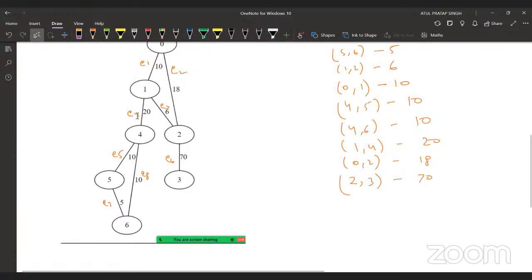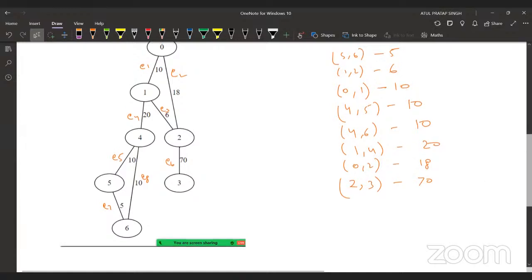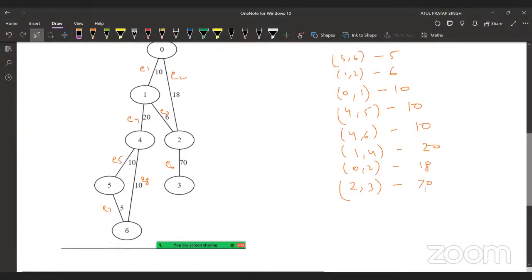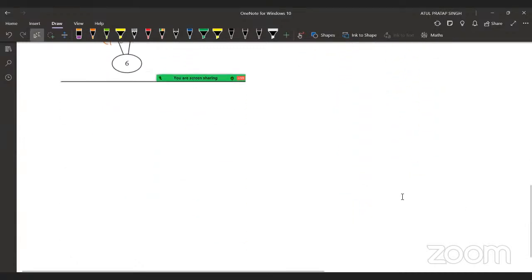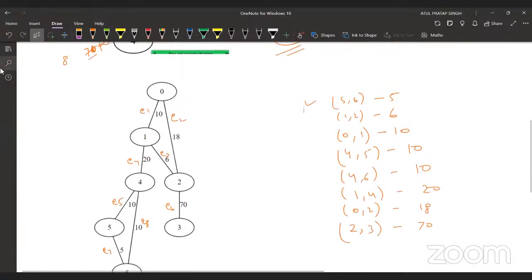Okay, so 1 2 3 4 5 6 7, 1 2 3 4 5 6 7. Okay, so this is the first step of Kruskal's algorithm. After that, we will include these in the same order. First we will start from the minimum cost edge, and we will mark whether this edge will be considered or not.